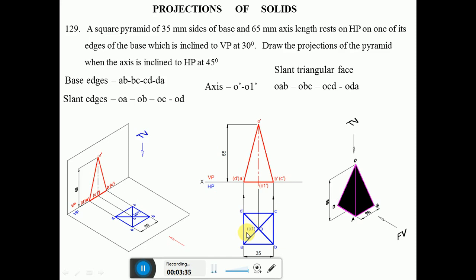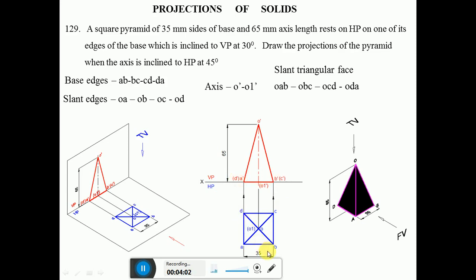So now we have to draw the front view. When you look from the front view, I can see the height of the pyramid. The height of the pyramid is 65 mm. So from the XY line, you measure 65 mm and mark this point, the apex point. When you project these points, A is near to the observer and B is near to the observer. So A dash, B dash is visible and C and D are away from the observer, so C dash, D dash is in brackets.